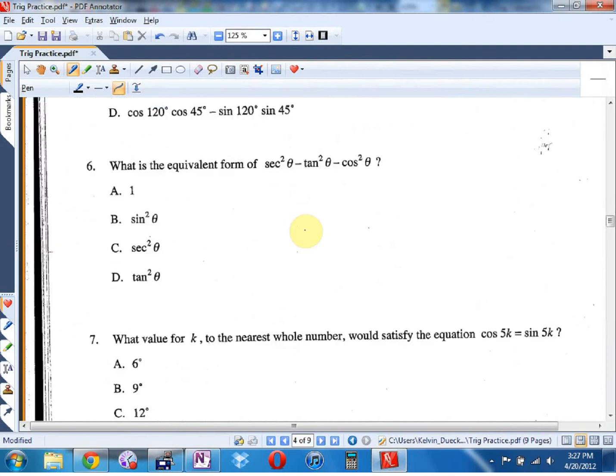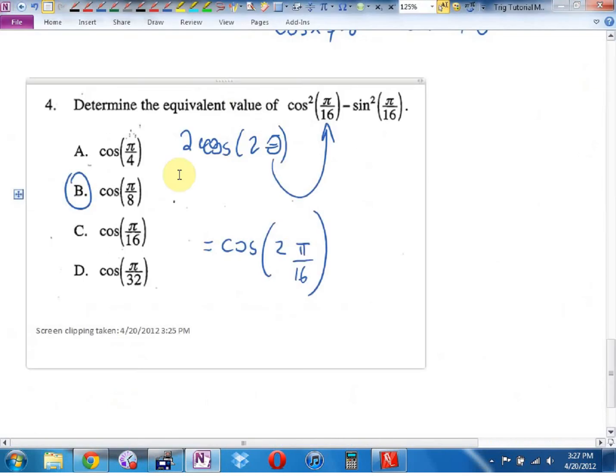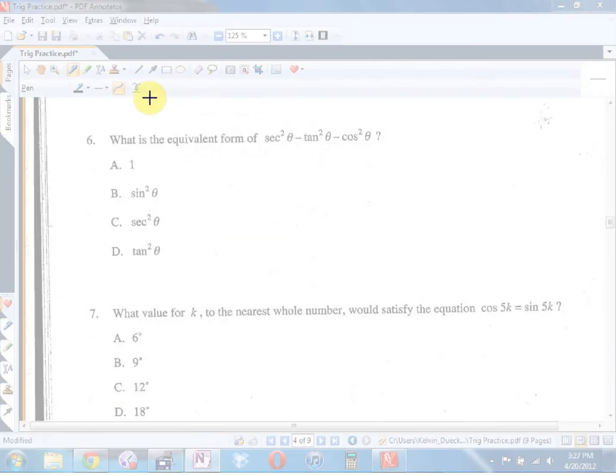Five I'm going to skip. 6 is good. What's the equivalent form of that? Here's a nice identity practice. This isn't a T-table identity. So I'm just going to keep working away on this until finally, at long last, hopefully, if all goes well, one of my multiple choice answers appears.